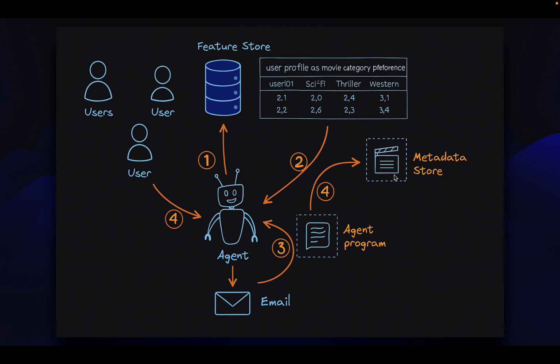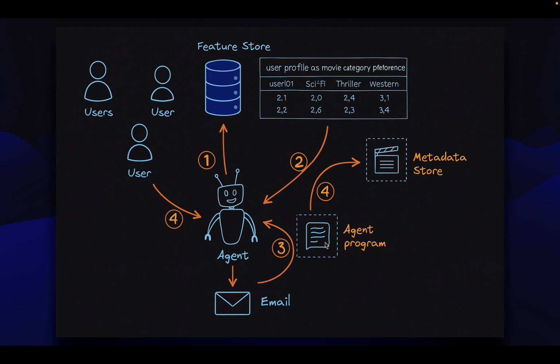So the agent moves to the metadata store. This is where it fetches details about available content, like movie title, genre, rating, and description. This helps the agent match what the user wants with what is available. Correct? I hope you understand, everyone.